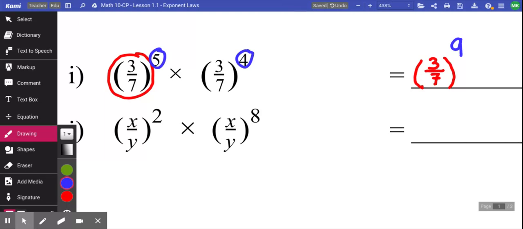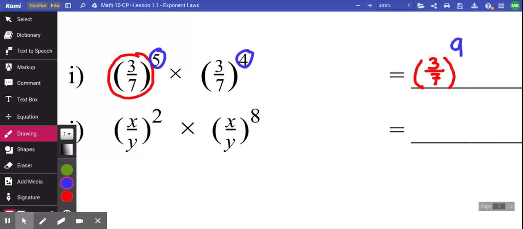Again, you have to have brackets. If you don't have brackets, then you're saying that 9 only goes with the 3. By having brackets, you're saying that the 9 goes to the entire fraction. This is 3 divided by 7, 9 times. No bracket says I have 9 3s and 1 7. Those are 2 different statements, right? So you have to have brackets around your base.